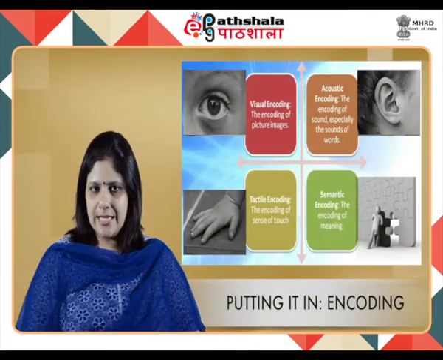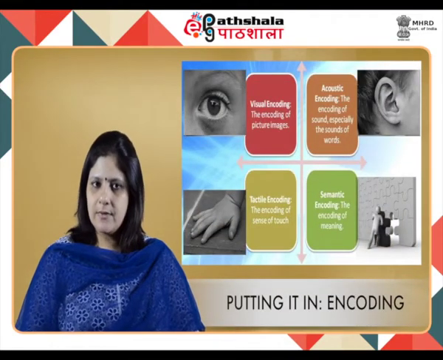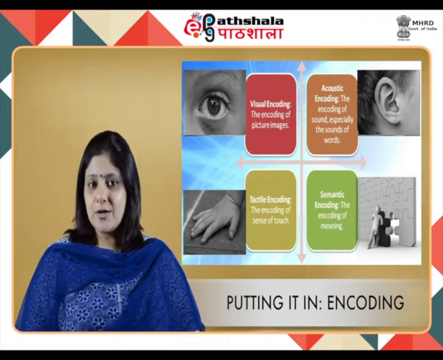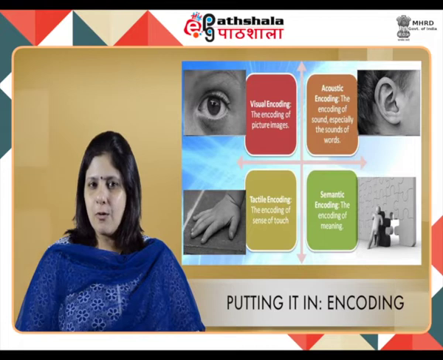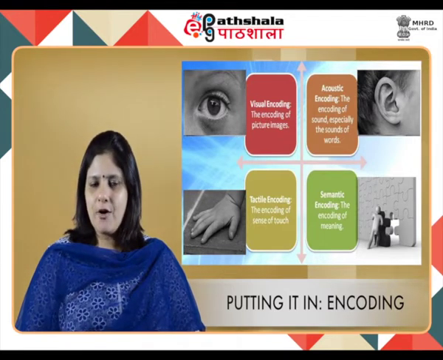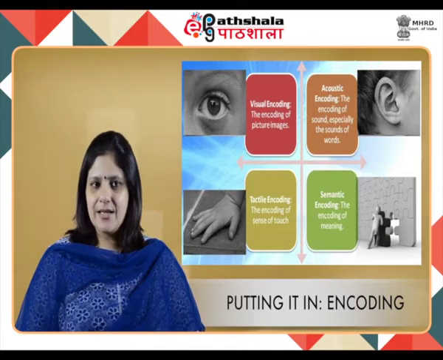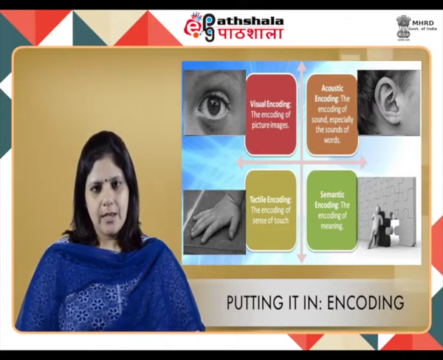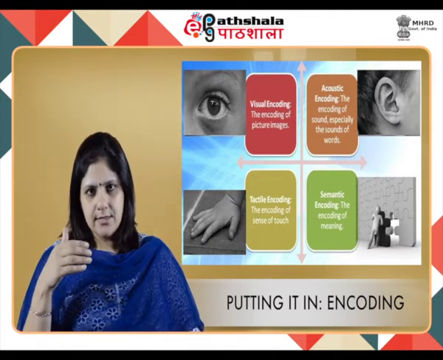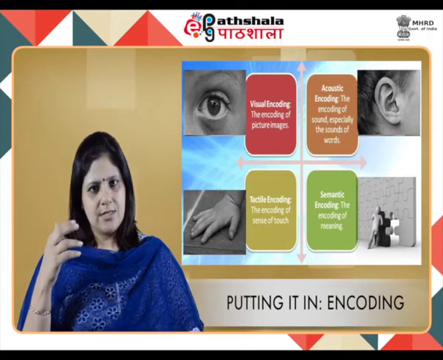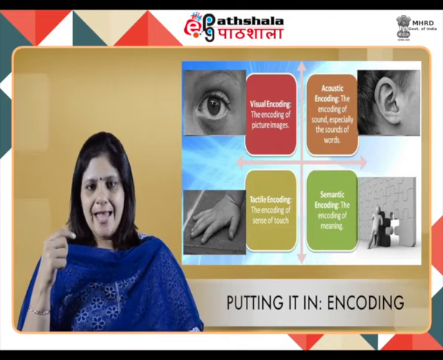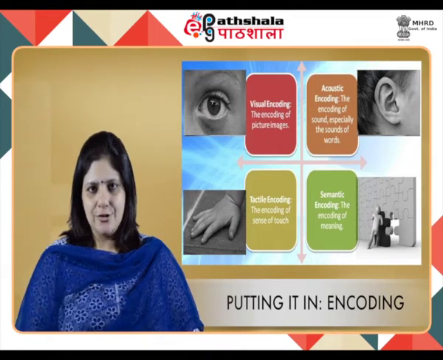First, putting it in, that is encoding. The first step in the memory process is to get sensory information. So what is sensory information? It includes everything of sight and sound, turned into a form that the brain can use, a process called encoding. When we read this definition of encoding, two things come out of it. First is sensory information, and the second part includes the brain's use of it.